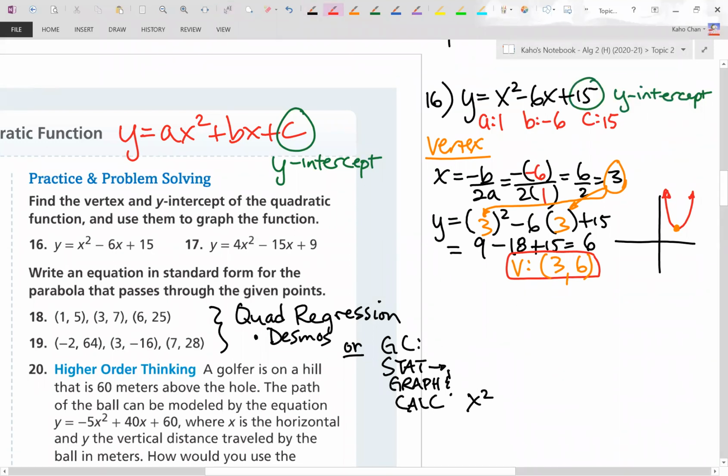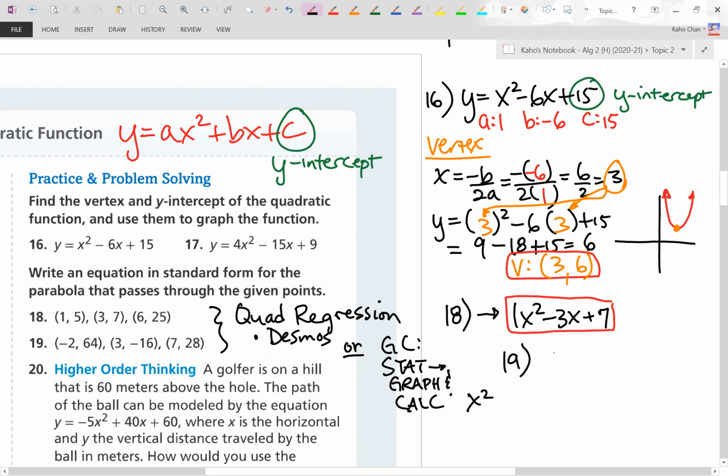So my answer for number 18, using that, is 1x squared minus 3x plus 7. Using technology. That's the only way you can do this. There's really no other way to do that. Number 19 is coming up.